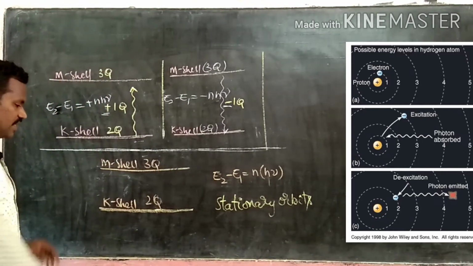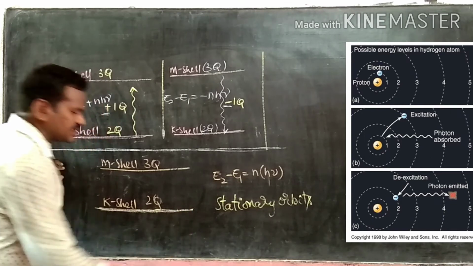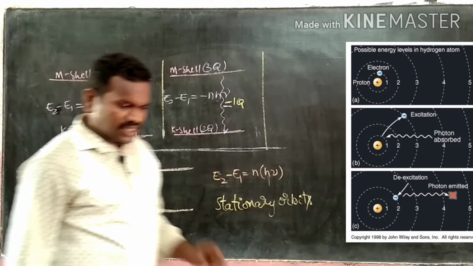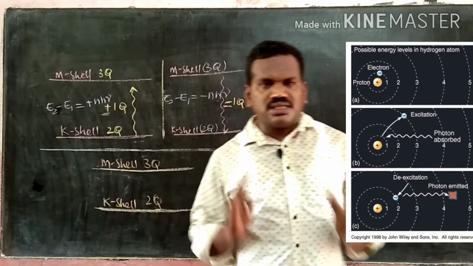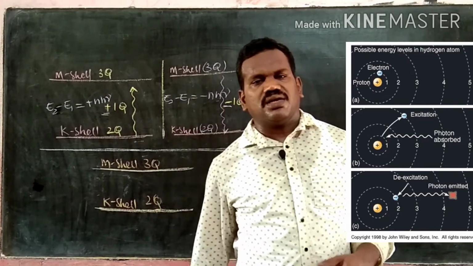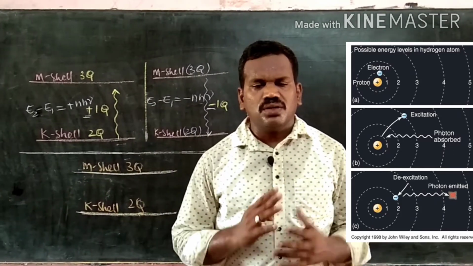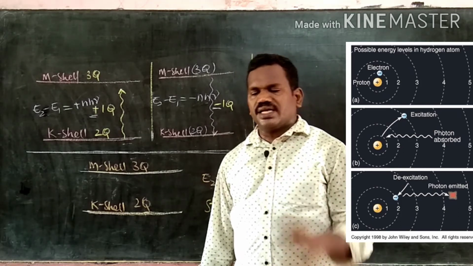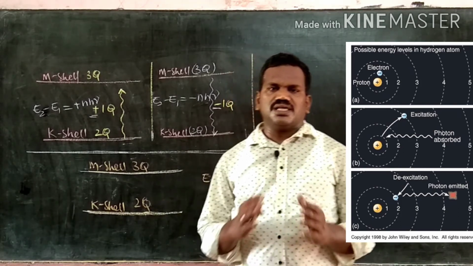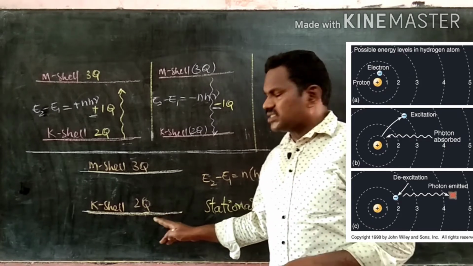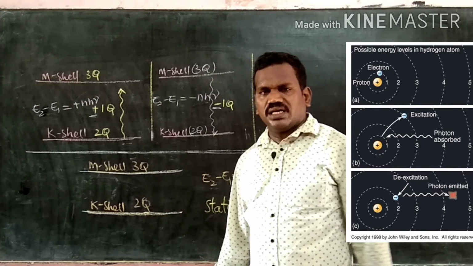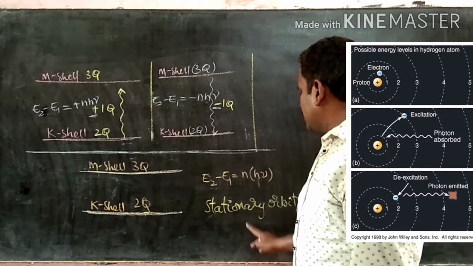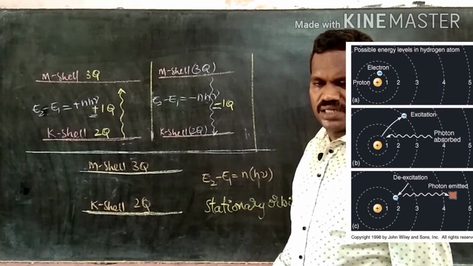Of course, if the electron stays only in the second level, or only in the third level, that means the electron has not jumped from a lower level to a higher level or from a higher level to a lower level, so it neither loses nor gains energy. That means the energy of the electron is always constant, and automatically the energy of the orbit is also constant. Such orbits are called stationary orbits.